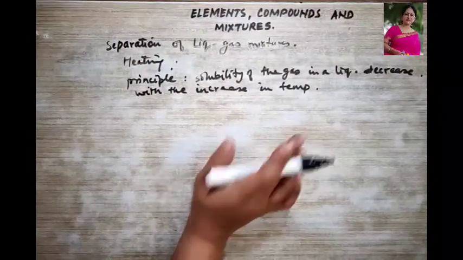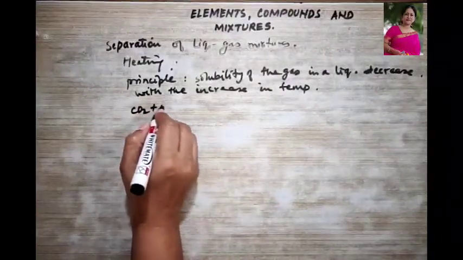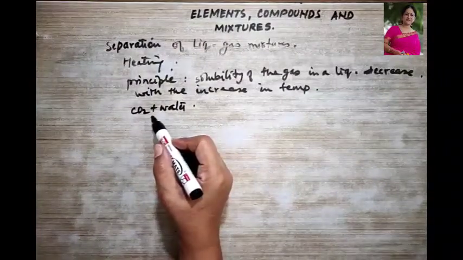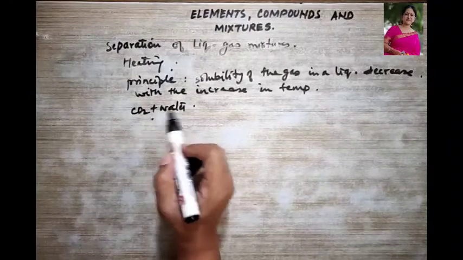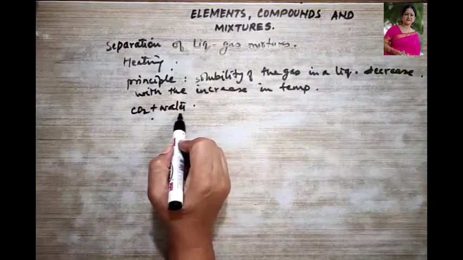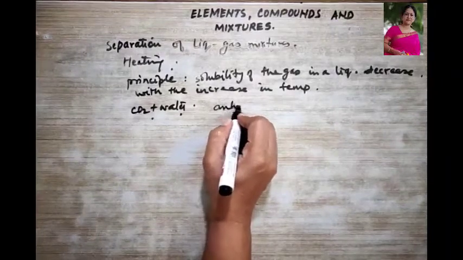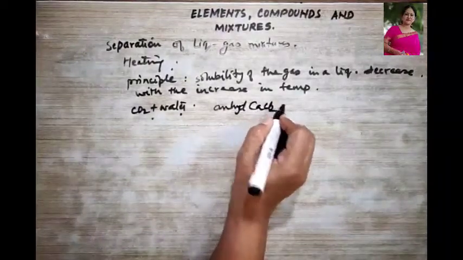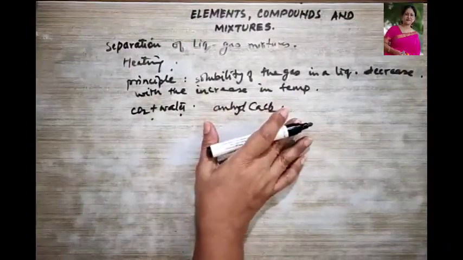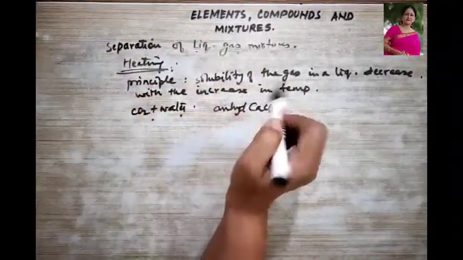Clear? So for example, to separate a mixture of say carbon dioxide and water, right? So on heating, bubbles of carbon dioxide are formed, which leaves the solvent, that is water. How? By moving it into a drying chamber, where it is dried using anhydrous calcium chloride, and finally we collect it by the upward displacement of air, right? So this is one method of separating liquid gas mixtures.